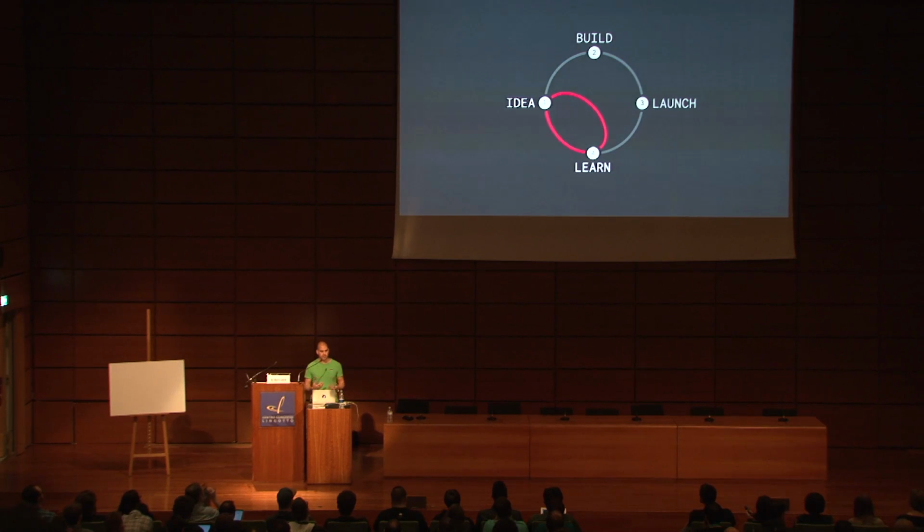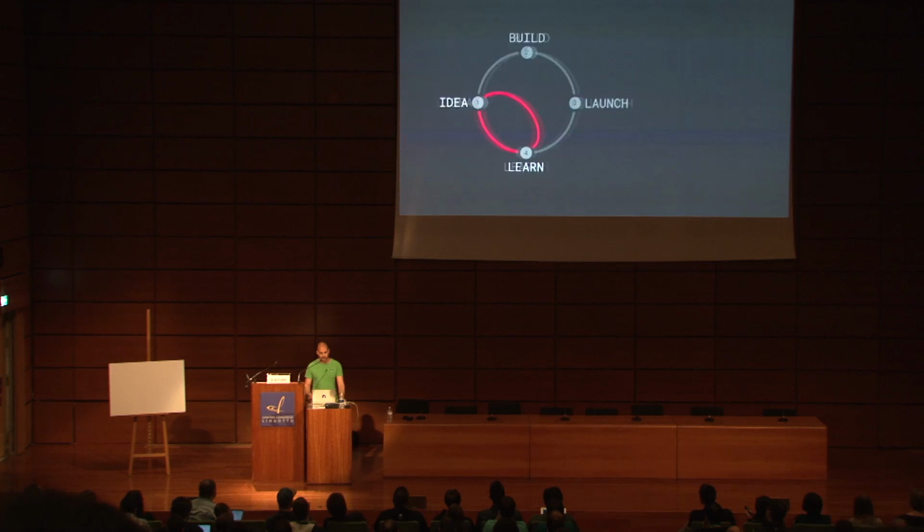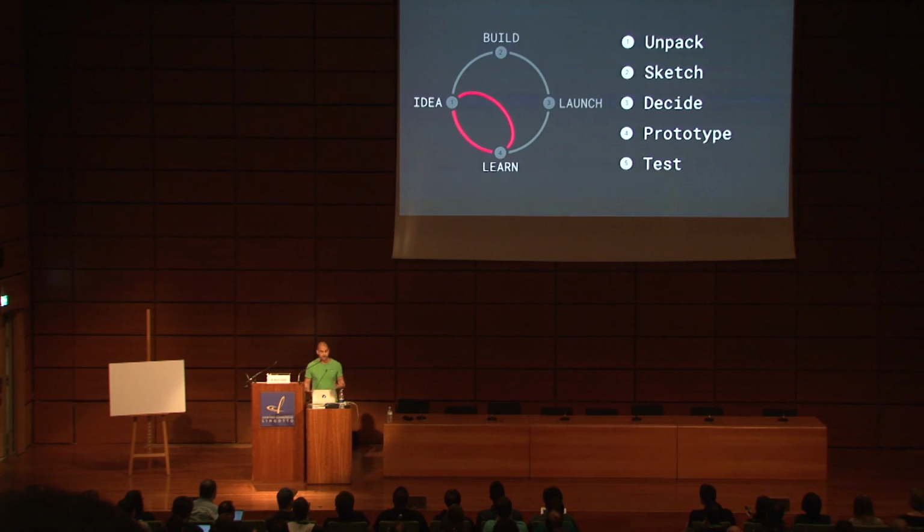So what sprints aim to do is to kind of short-circuit that, to go from ideas to learning very, very quickly, to do that through prototyping and user testing. Sounds great, right? So how do you actually do it? So the sprint is made up of these 5 distinct stages: unpack, sketch, decide, prototype, test. I'll go into them all in a minute.